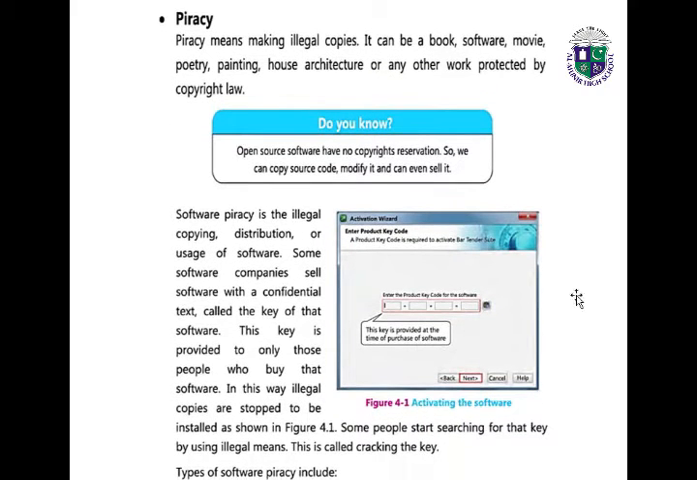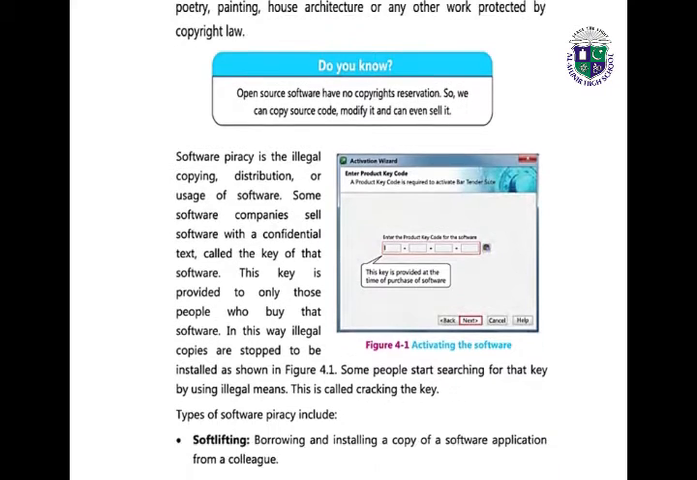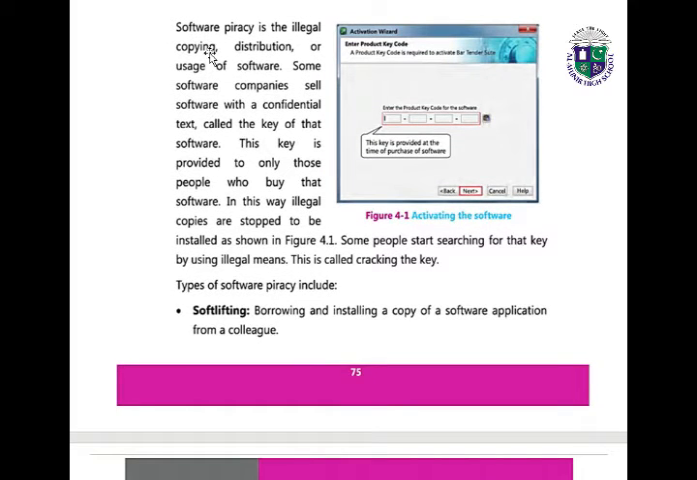What is piracy? Piracy means making illegal copies. It can be book, software, poetry, house architecture, or any other work protected by copy law. Do you know? Open source software have no copyrights. We can copy source code, modify it, and sell it whenever we want. So what is software piracy? It is the illegal copying, distribution, and usage of software.